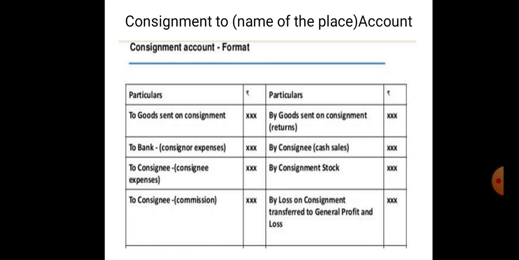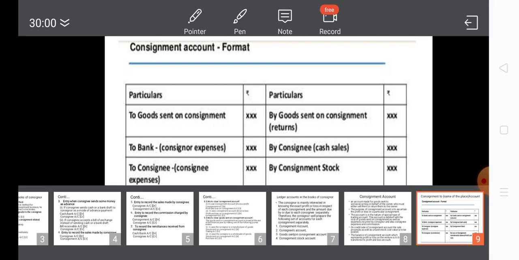If the credits are more than the debits, then it will show the profit on consignment on the debit side of the consignment account. So this is the format of the consignment account.